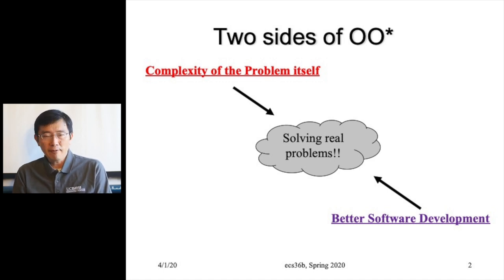There are two sides of object-oriented. One side is from software development. The other side is from the complexity of the problem itself. We're using OO as a tool to help us do modeling.